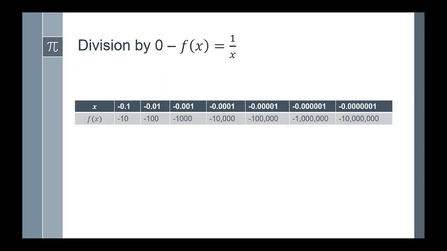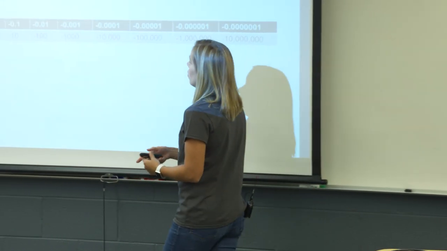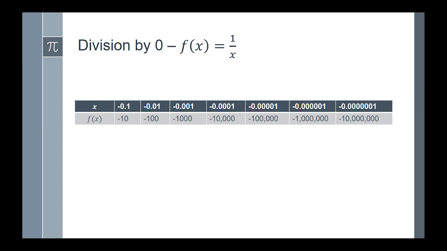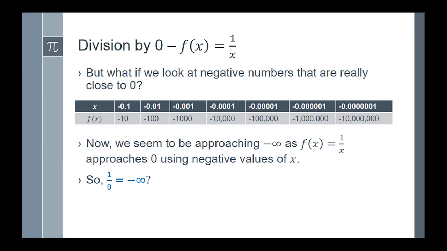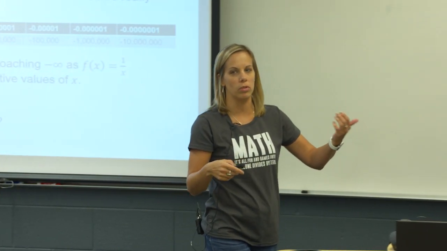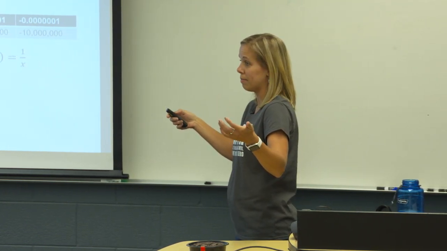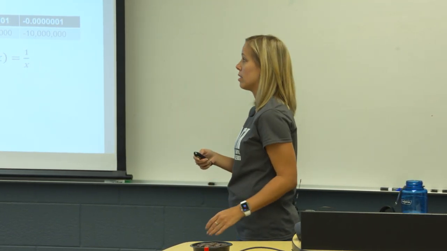But if we look at negative numbers instead, so our values of x are now going to be closer to 0 but negative, so we're getting closer and closer, but we're still negative. Now our numbers are getting larger, but they're getting more negative, so we're approaching negative infinity. So 1 over 0 must then be equal to negative infinity. But we just said, well, it must be equal to infinity. So again, we have this contradiction. Is it approaching infinity, or is it approaching negative infinity? We don't know what's actually happening right there at 0.